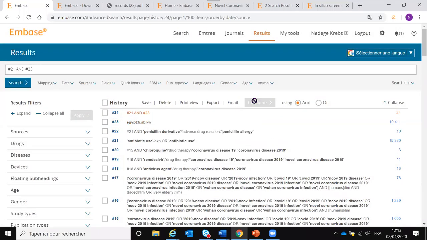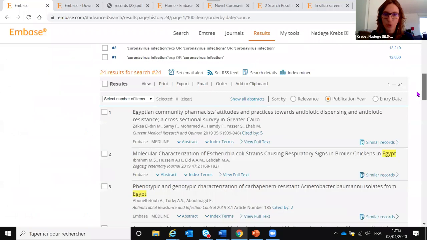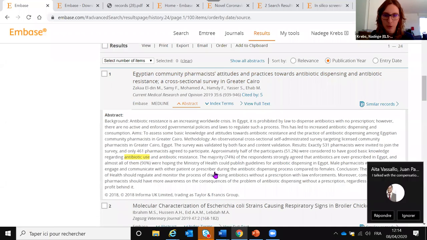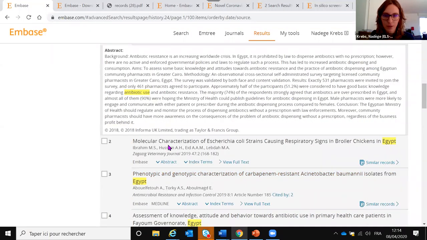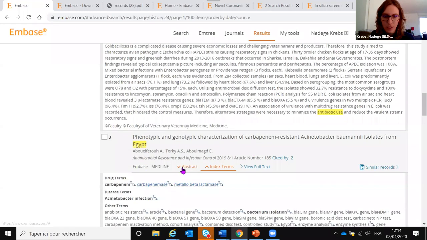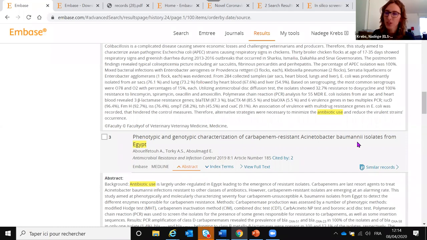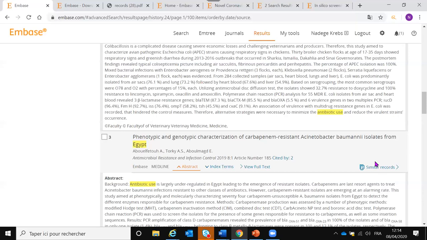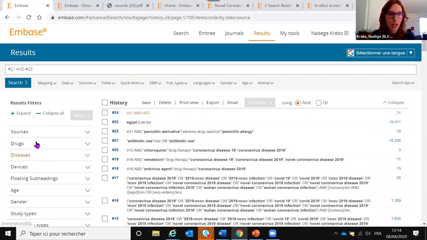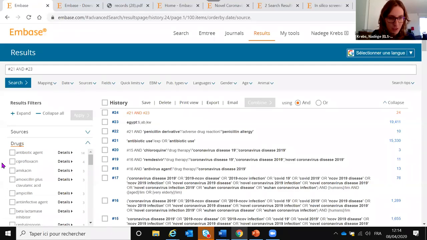And here I have 24 references that talk about antibiotic use in Egypt. So here in the abstract, we see Egyptian antibiotic use. Here we see Egypt and abstract antibiotic use. Here we have, abstract, antibiotic use and Egypt. So here it's very relevant. Normally you have the 24 that are very relevant. And then you can go a bit deeper because you can say, okay, now from these 24, I'm going to go to the drugs like we did earlier. And is there penicillin derivative?